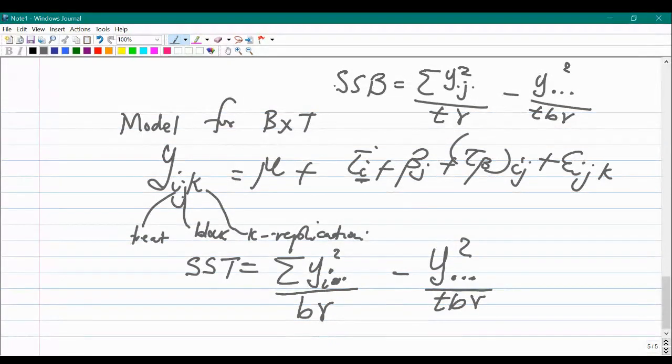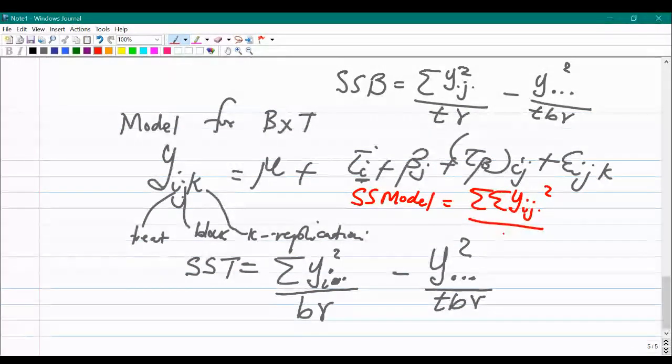Let's go to the third one now. The SS model, you say, is given by double summation, isn't it? Of yij dot squared divided by what, Mr. Mabunda? By R. Minus y dot dot squared divided by what? T. TBR, isn't it? But we need the formula sheet, isn't it, Mr. Mabunda?